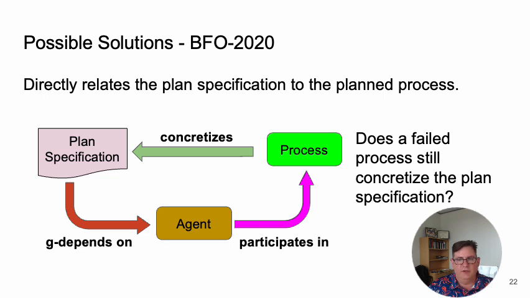One last possibility to consider are the changes made to the Basic Formal Ontology's 2020 release. In BFO 2020, a plan specification can be concretized in a process. This permits the plan specification and the process during which the plan specification is executed to be directly related. However, we are left with the question of whether processes that fail to execute the plan specification also concretize the plan specification.